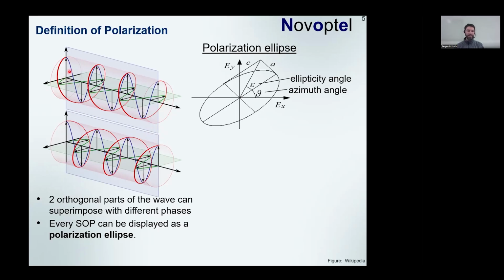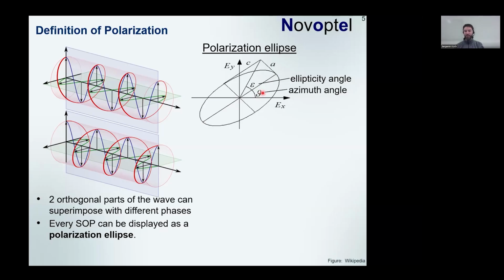In the general case, the two amplitudes of the waves are not equal, and also the phase shift is not necessarily 90 degrees. So the general case is a polarization ellipse like depicted here. This ellipse has 2 degrees of freedom. It has 2 values that define its shape. One is the ellipticity angle epsilon. If epsilon is 0, then you're oscillating just in one straight line and you have linear polarization. And the other is theta, the azimuth angle.